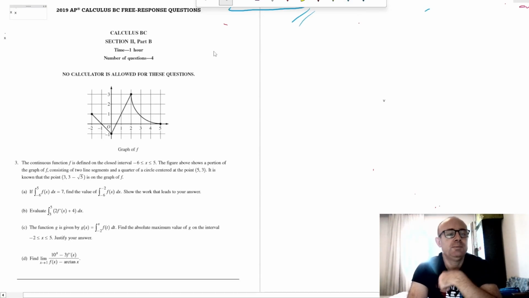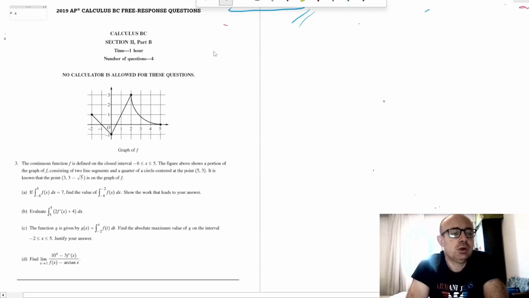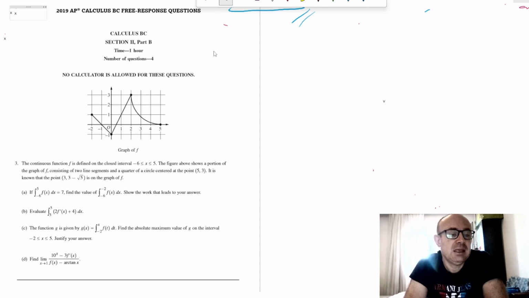Now the third question. The continuous function f is defined on the closed interval from -6 to 5. The figure above shows a portion of the graph of f consisting of two line segments and a quarter of a circle centered at the point (5, 3). It is known that the point (3, 3 minus root 5) is on the graph of f.